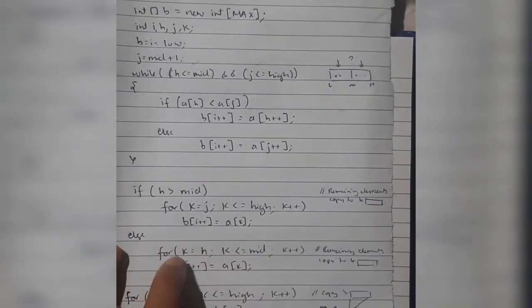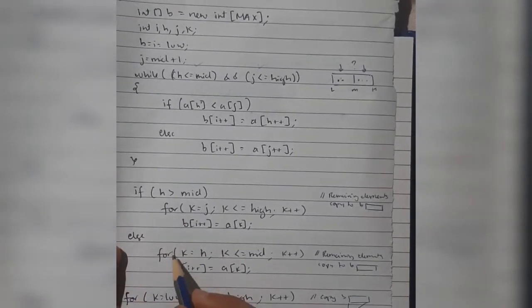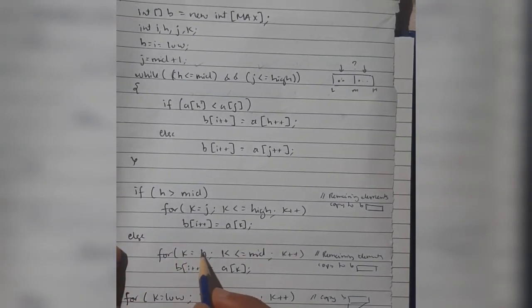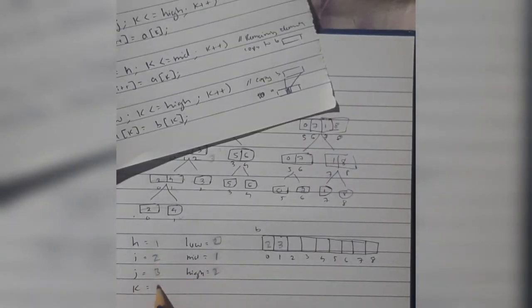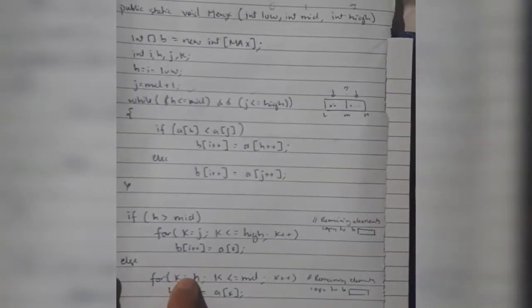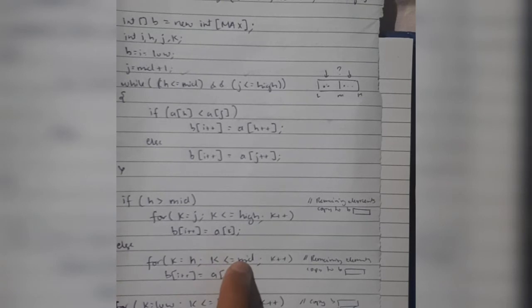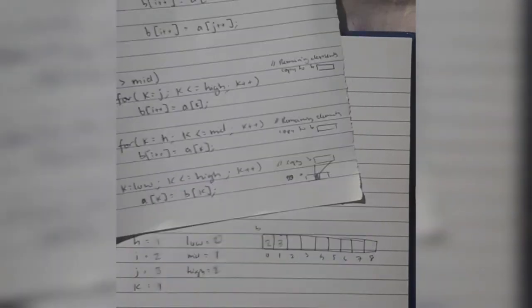Okay, this line of code: for K equal to H, which is 1. So K is equal to 1, and K is less than or equal to mid, K plus plus. K less than or equal to mid, yes, K is less than or equal to mid, so K plus plus after this line of code. B of I plus plus, in B of I, what do we have to write?